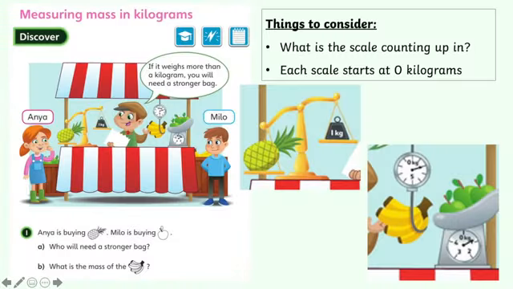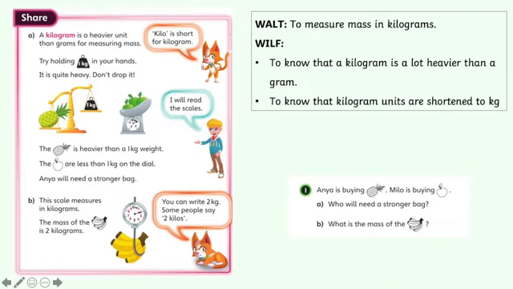Okay, let's have a think about our Walt and Wilfs and go through these answers. Our Walt today is to measure mass in kilograms, and our Wilfs are to know that a kilogram is a lot heavier than a gram, and to know that kilogram units are shortened to kg. So let's think about those questions. We were told Anya is buying a pineapple, Milo is buying an apple, and our first part was who will need a stronger bag. So let's have a look up here.